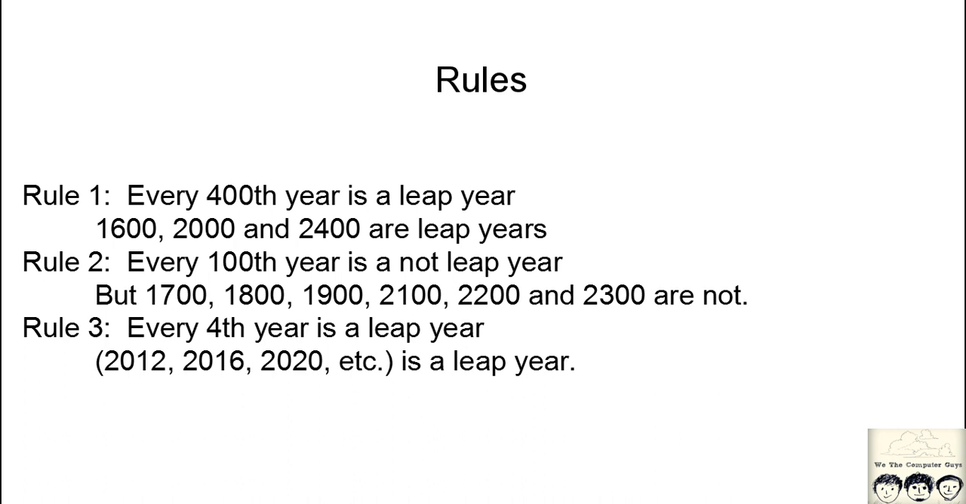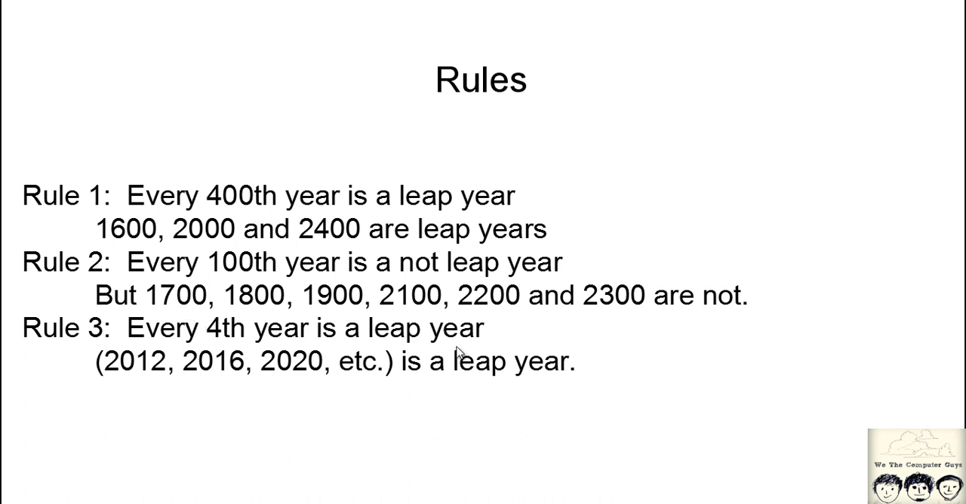Rule 1 states that every 400th year is a leap year. According to that, 1600, 2000 and 2400 are leap years. The second rule states that every 100th year is not a leap year. Rule 1 is still valid, so apart from the 400th year, every 100th year is not a leap year. We're looking at 1700, 1800, 1900, and we skip 2000 because rule 1 states that the year 2000 is a leap year, right? Apart from them, all the others are not leap years.